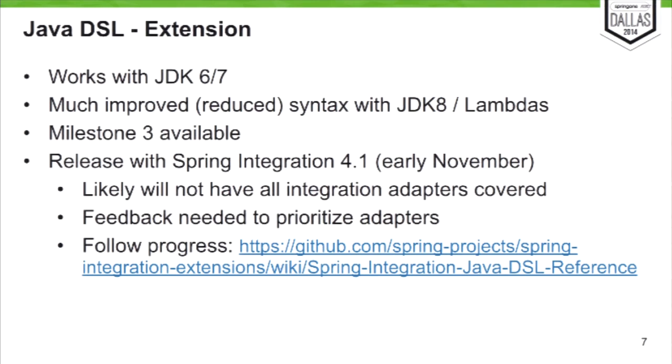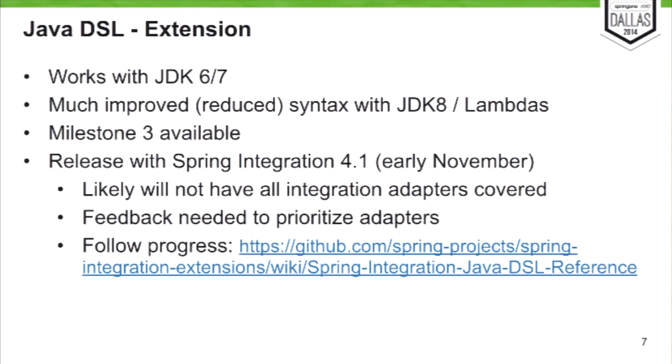We just released a milestone. One thing I want to make clear is that in the milestone release, obviously all the core enterprise integration patterns are supported by the DSL. We have support for file, FTP, SFTP, JMS, Rabbit, and now mail, and we will see that in the demo. We're going to release probably around the end of October, early November, when we release Integration 4.1. But it probably won't have support for all of the adapters that we have in the framework.